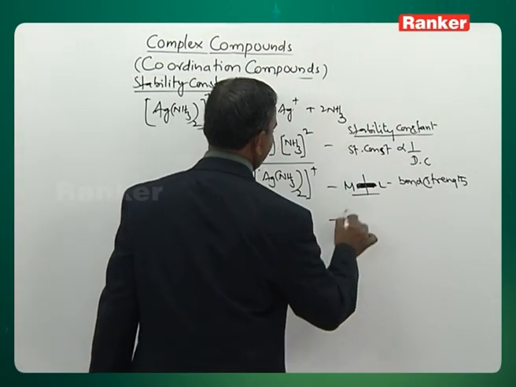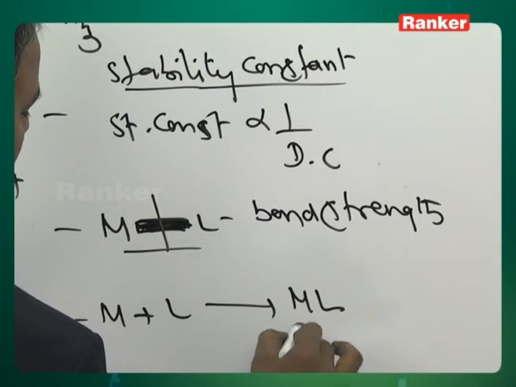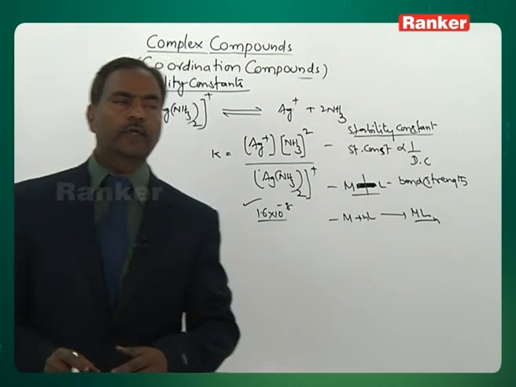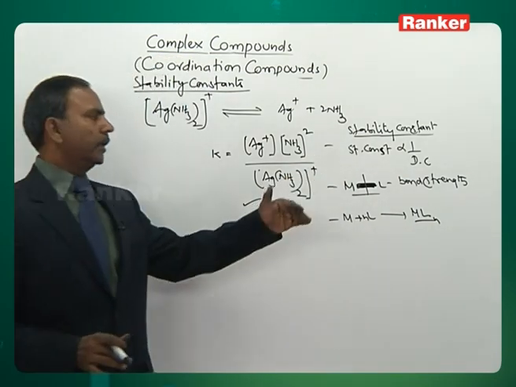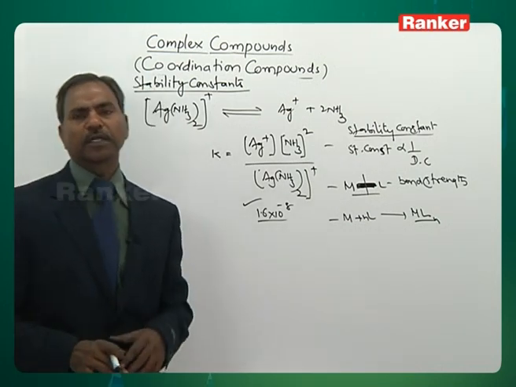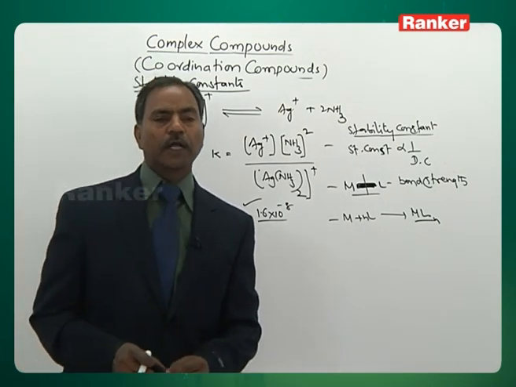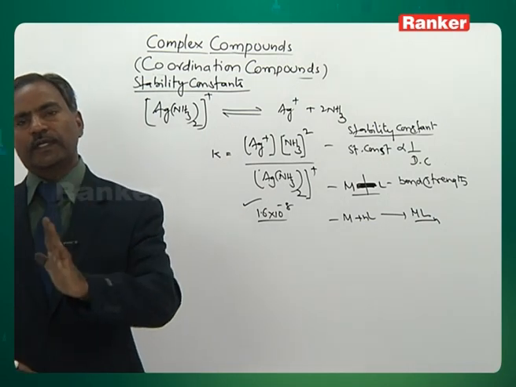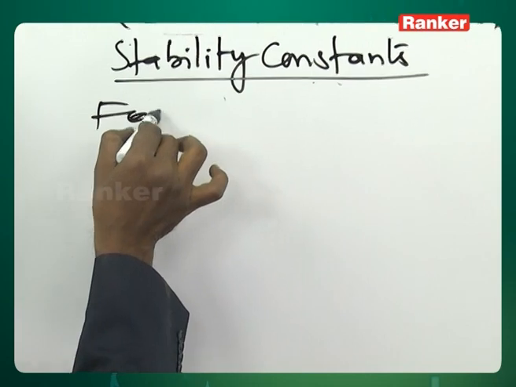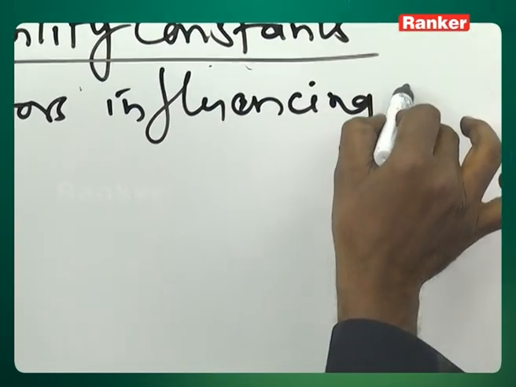Next, it is also a measure of the rate of metal-ligand bond formation. If the rate of formation of the complex is more, that complex is also found to be stable. So the stability constant is inversely proportional to the dissociation constant, and it gives information about metal-ligand bond strength and also about the rate of formation of a complex. If the rate of formation of the complex is more, stability is more. If it is less, stability is less. Either way we can define the stability constant. Now let us discuss factors influencing stability constants.